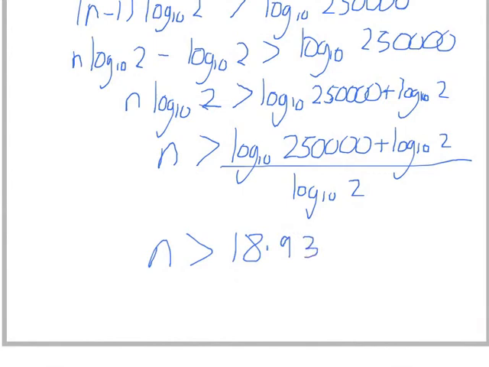18.93. Now remember, we're looking for the first number that exceeds 1 million. So if we had the 18th number, it would still be just under. We'd be just under the 1 million mark. So we must be looking at n as being a minimum of 19 to exceed 1 million. So the first term to give a number that's above 1 million will be the 19th term in the sequence.